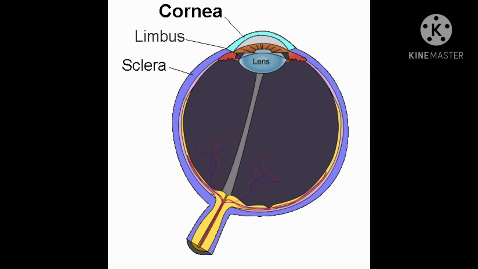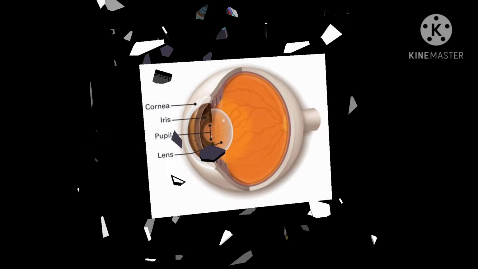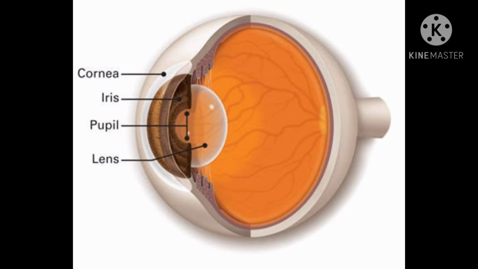Locate the cornea. The cornea is the thin membrane of the eyeball. It covers the iris and the pupil. Locate the iris. The iris is the colored part of the eye. The dark circle in the iris is the pupil. The pupil is the tiny opening through which light enters the eye. It controls the amount of light that enters the eye. The muscles of the iris control the size of the pupil.